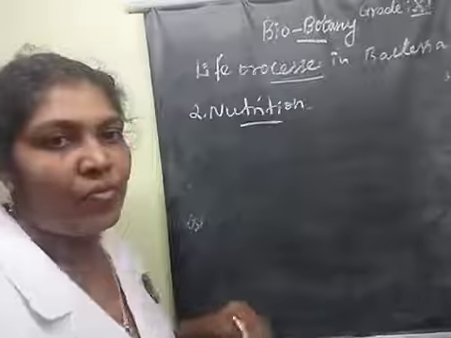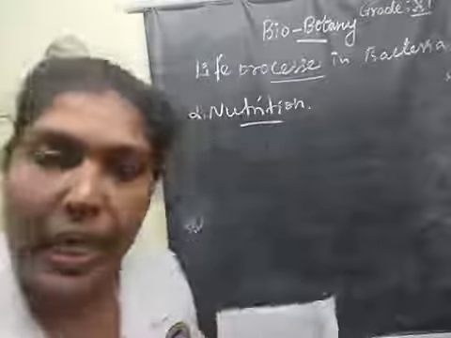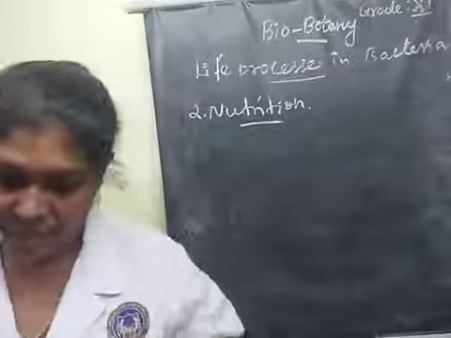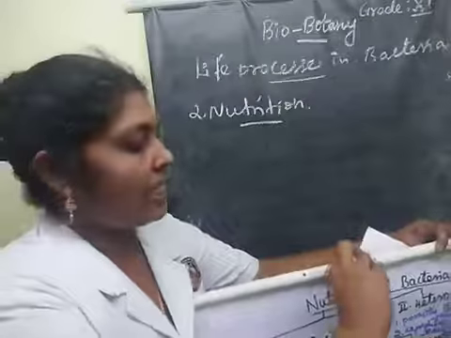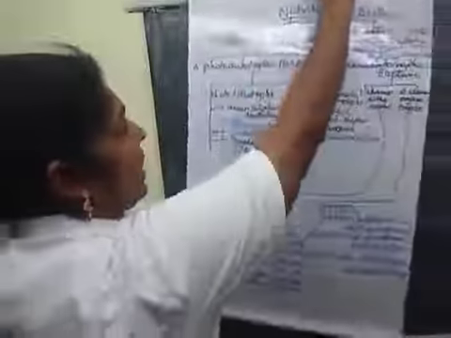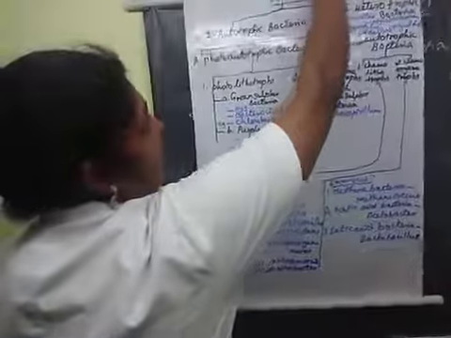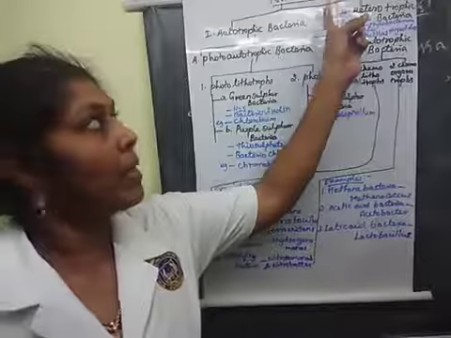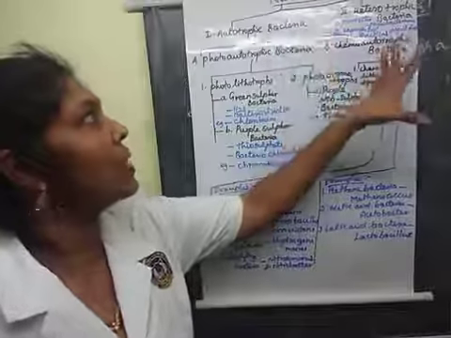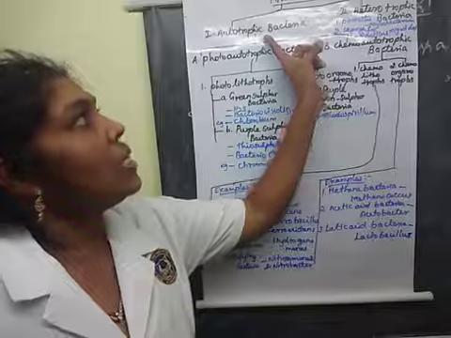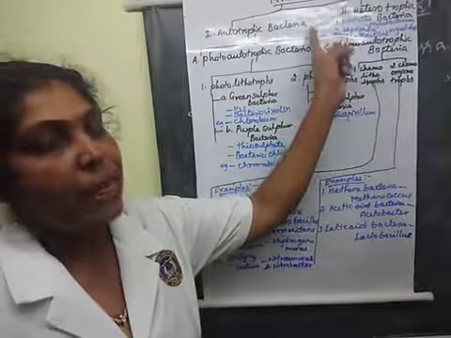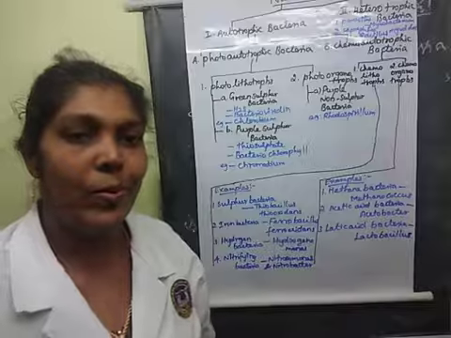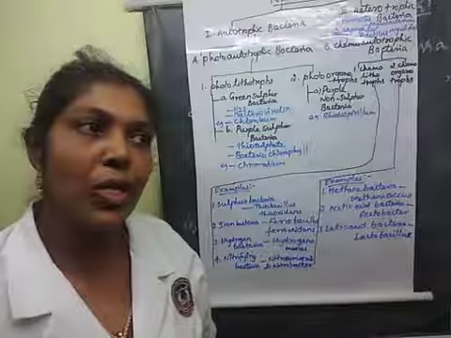Based on the mode of nutrition. So all of you listen carefully. Based on the mode of nutrition, bacteria are classified into mainly 2 types: autotrophic bacteria and heterotrophic bacteria. Autotrophs and heterotrophs. What does autotrophs mean?